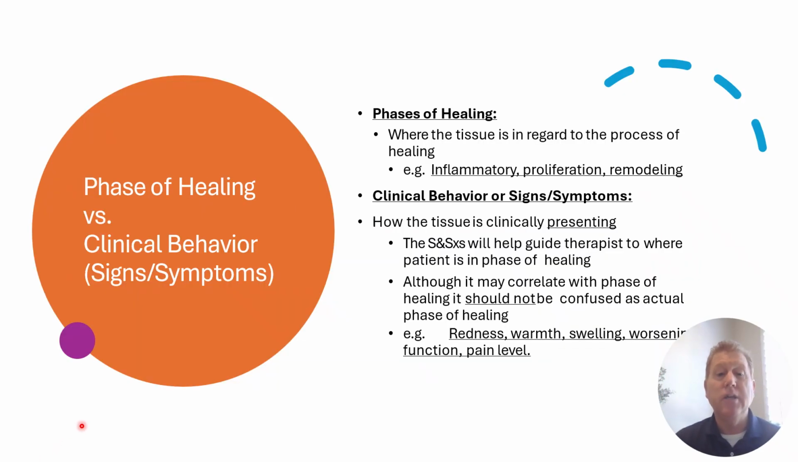Okay, so the phases of healing now versus the actual clinical behavior that someone may have when they are in that particular phase. So it's how are they presenting clinically? If somebody was in the inflammatory phase, which we also call the acute phase, they may be saying that they notice redness. Maybe the joint is a little warm. There's obviously swelling. Their function may be even declining. It may be worsening. And their pain level may actually be going up.